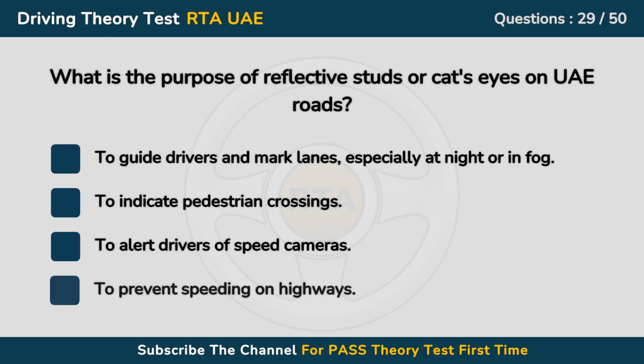Question 29. What is the purpose of reflective studs or cat's eyes on roads? A. To guide drivers and mark lanes, especially at night or in fog. B. To indicate pedestrian crossings. C. To alert drivers of speed cameras. D. To prevent speeding on highways.